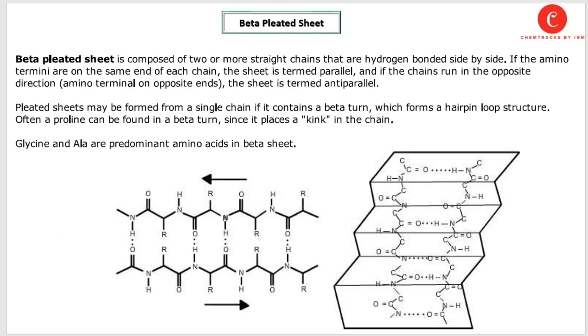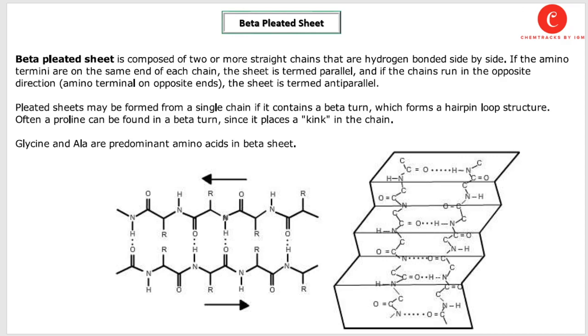Beta pleated sheet is composed of two or more straight chains that are hydrogen bonded side by side. If the amino acid termini are on the same end of each chain, the sheet is termed parallel. But if the chains run in the opposite direction, with amino acid termini on opposite ends, the sheet is termed anti-parallel.